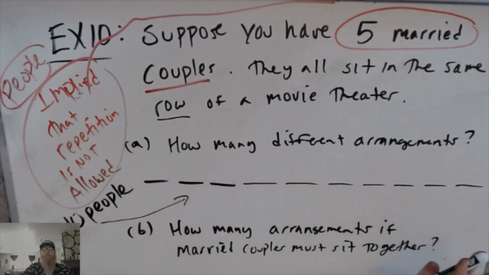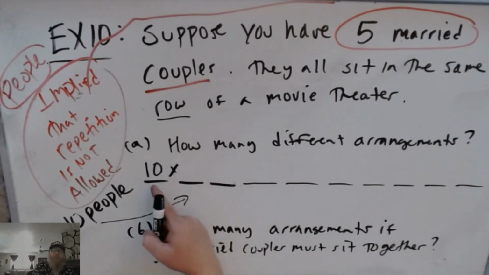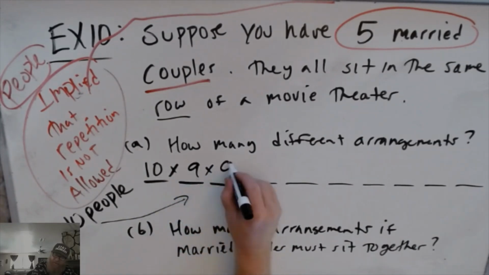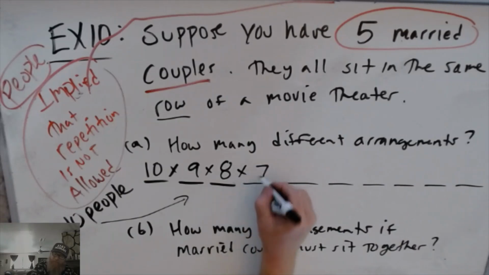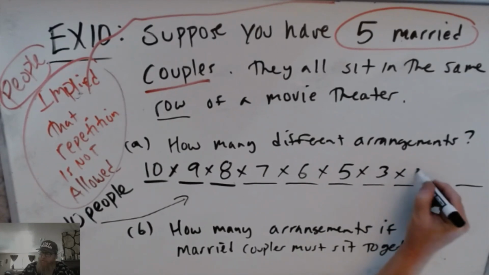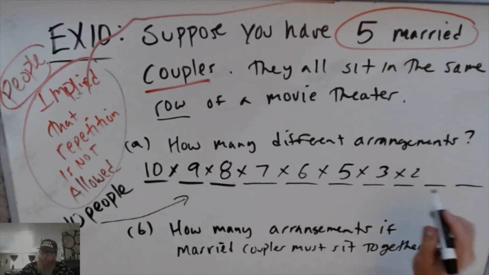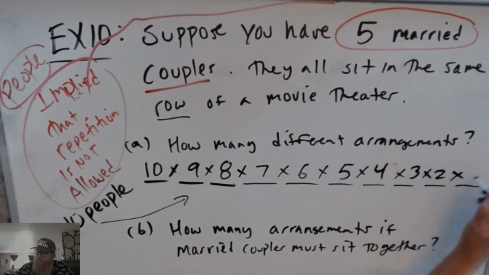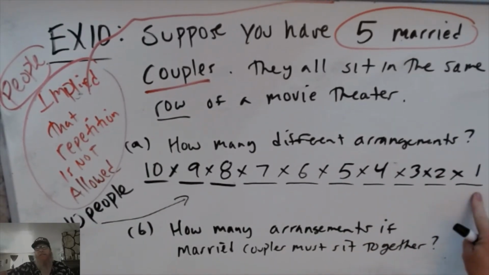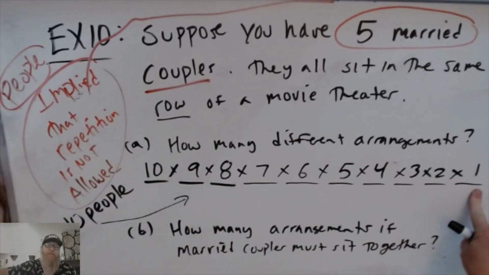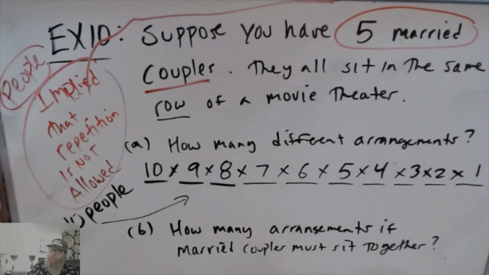There are no rules. So for the first seat, there are 10 choices. Once that person is sat down, there are only 9 choices. Once that person is sat down, there's only 8 choices. You see the pattern? It keeps decreasing down to the last person. Oh, I almost missed 4. 4 times 3 times 2 times 1. The last person really has no choice. But remember, no choice means one choice. I don't have a choice. That's your choice. All right.